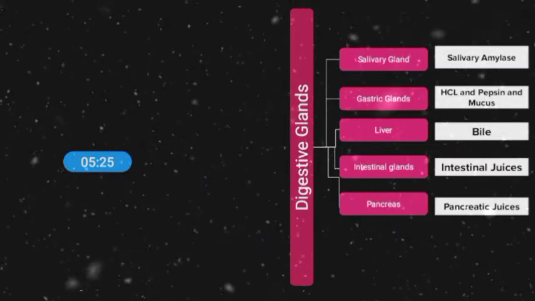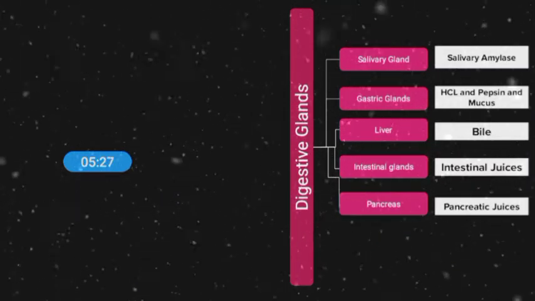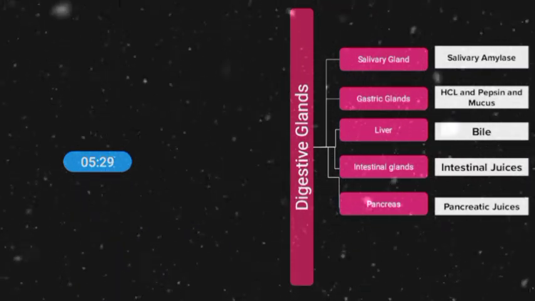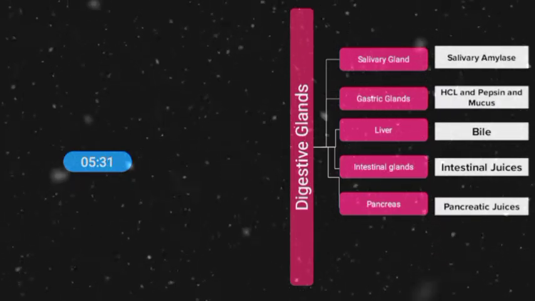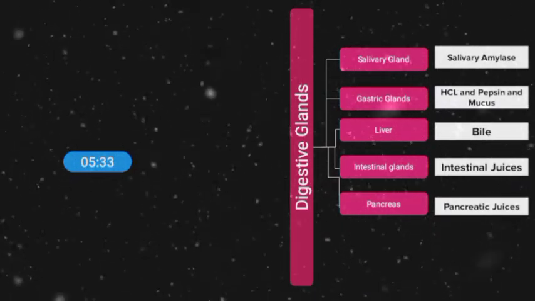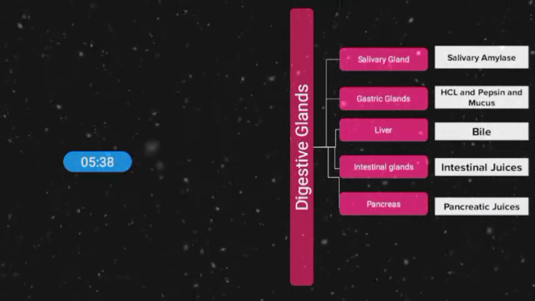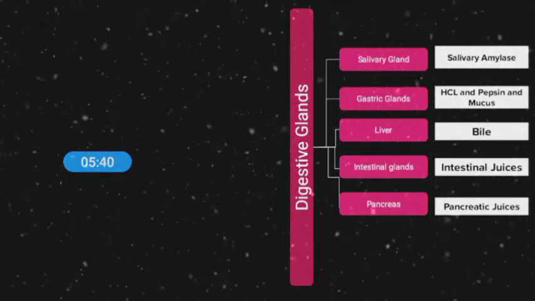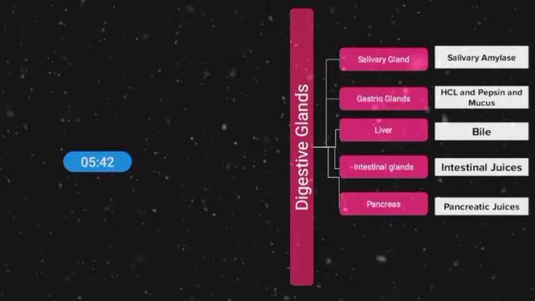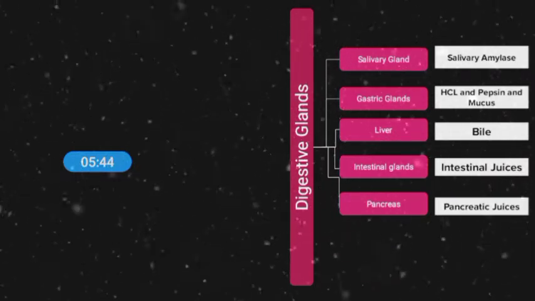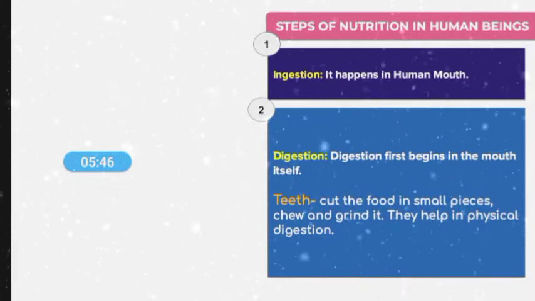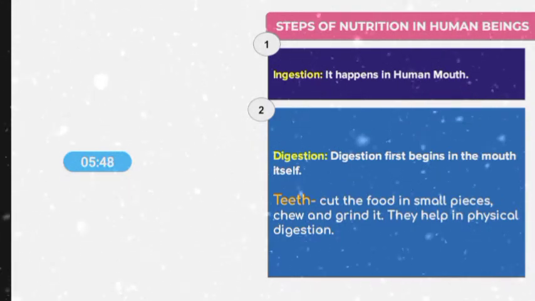Digestive glands. Salivary gland, which secretes salivary amylase. Gastric gland, which releases HCl, pepsin and mucus. Liver produces bile. Intestinal gland produces intestinal juices, and pancreas produces pancreatic juices. Steps of nutrition in human beings.